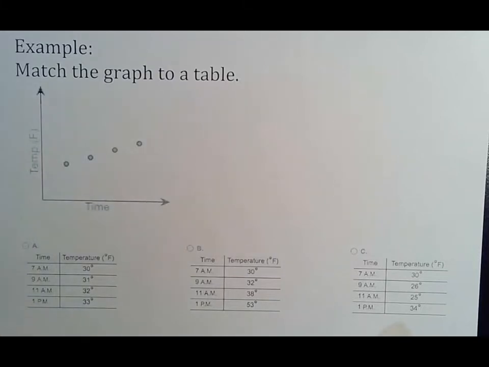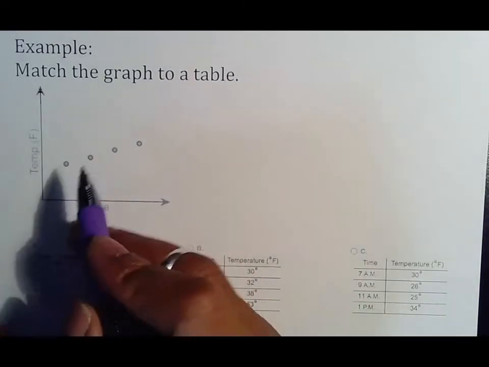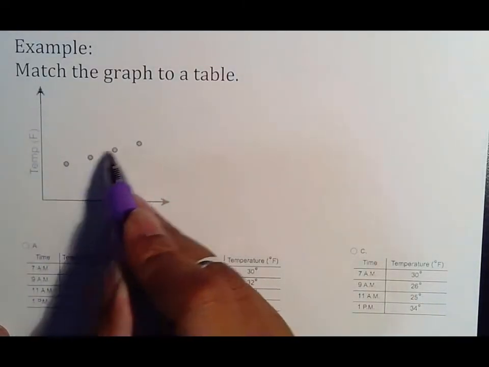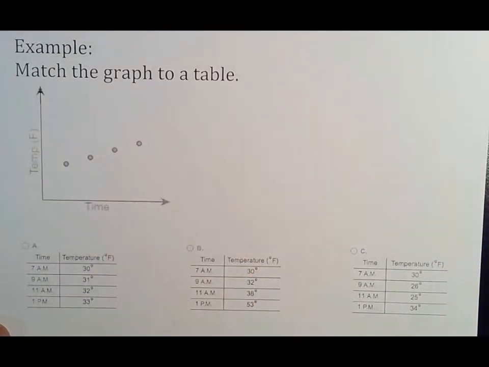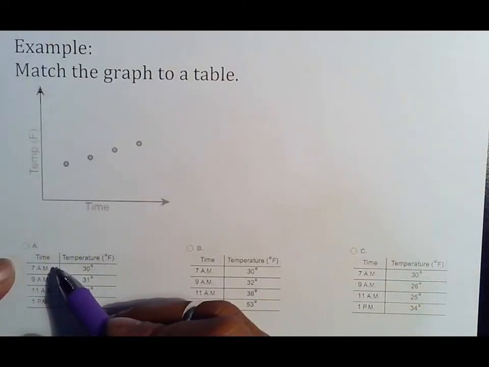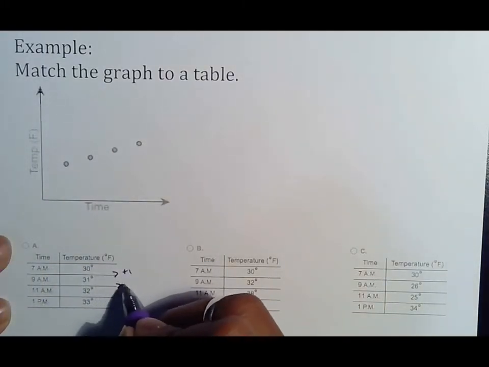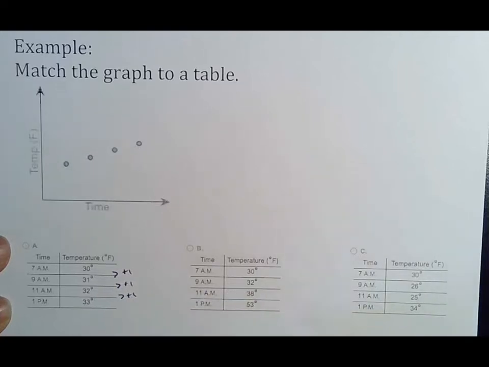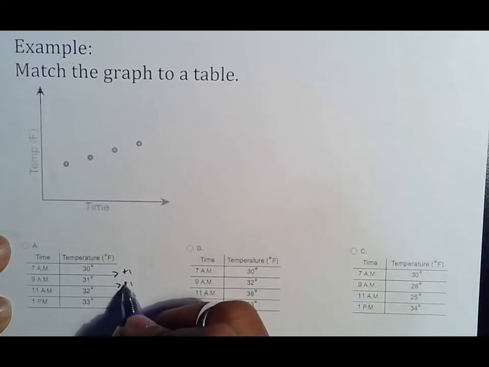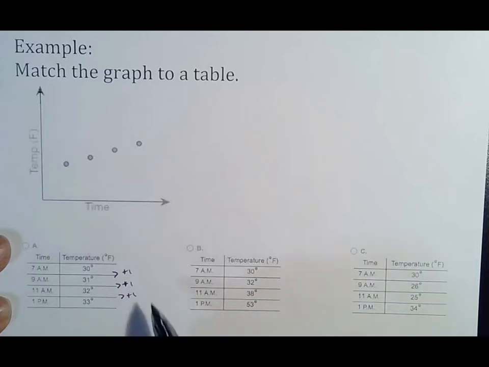Match the graph to the table. So here we go. The best way to do this is with common sense. First off, this is linear. Looks to me to be pretty straight. But let's look at these rates of change. This is 7, 9, 11, so that's going the same. And this is going plus 1 here, plus 1 there, plus 1 there. Remember, if it's linear, it's going to have a constant rate of change. So that should be a line.